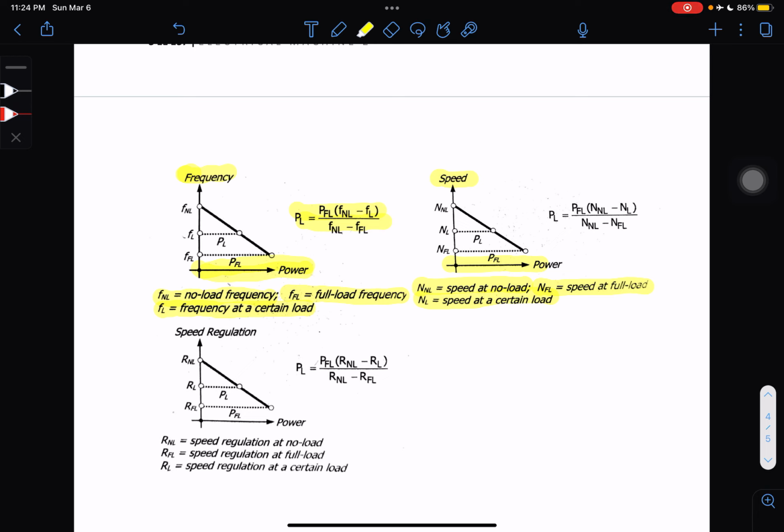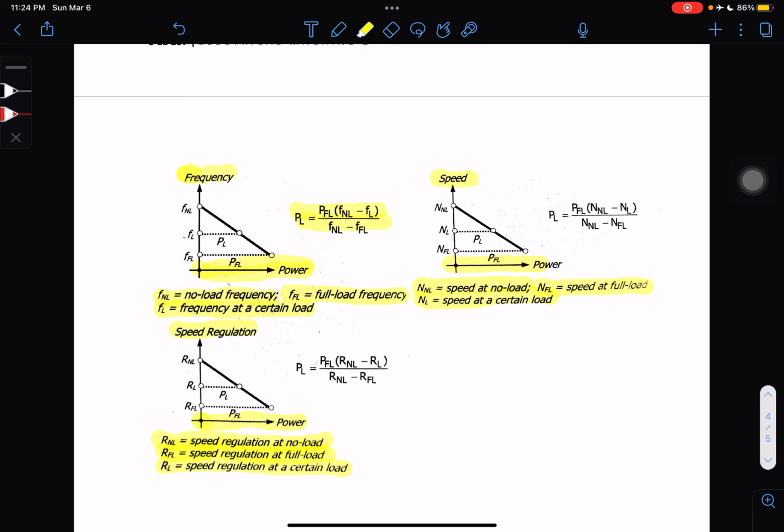And for our speed regulation, so sa regulation we have R. So R atong gigamit. So PL is equal to PFL, full load. So atong horizontal axis is power. Multiply sa RNL, speed regulation at no load, minus the RL or the speed regulation at a certain load. And RFL is speed regulation at full load. So tanan na siya formula. So given na siya, no? So pwede ra ninyo tan-awon diri if depende sa problem given if unsa ang gihatag.